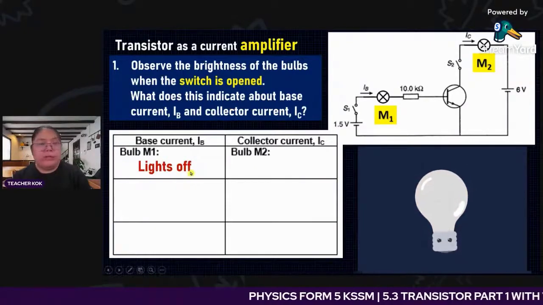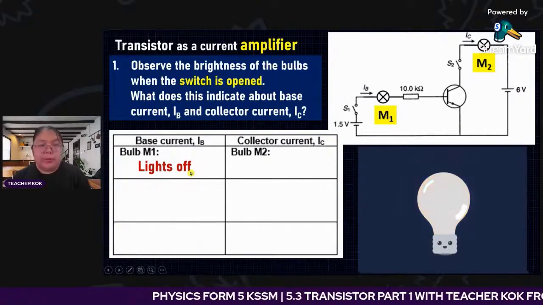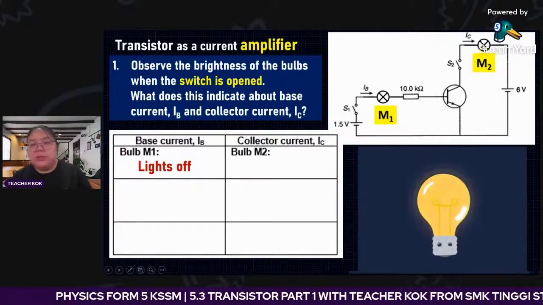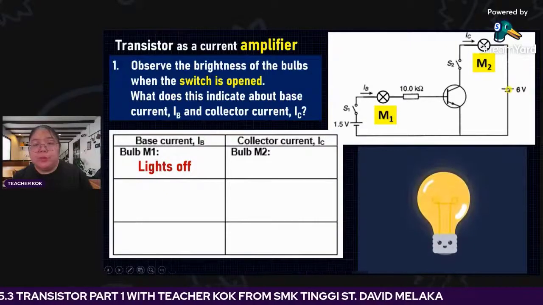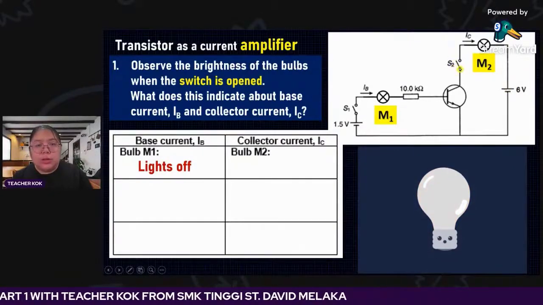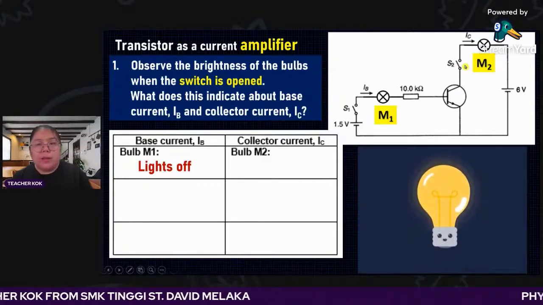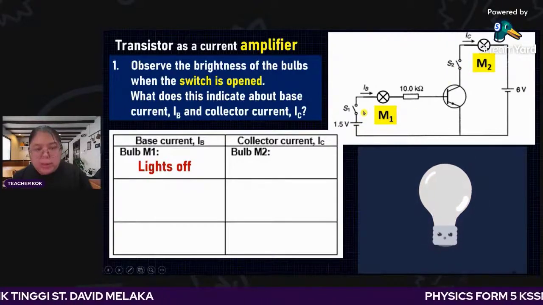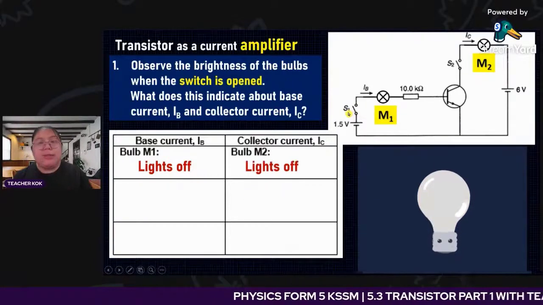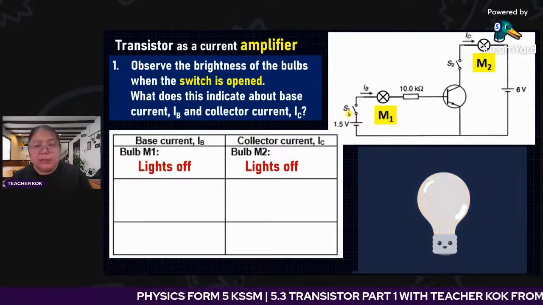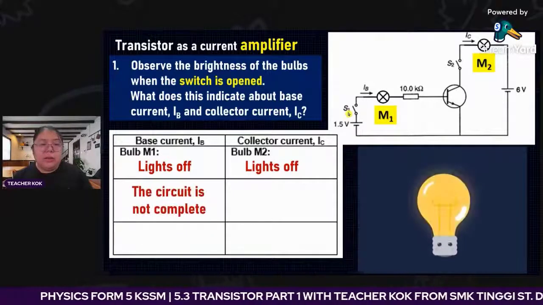So M1 actually cannot light up because there is no current. If there is no current, IC also has no current, although you have 6 volt. As for S2, whether you close or open it, never mind. What is important is S1. If S1 is open, it never joins the circuit, so actually there is nothing.